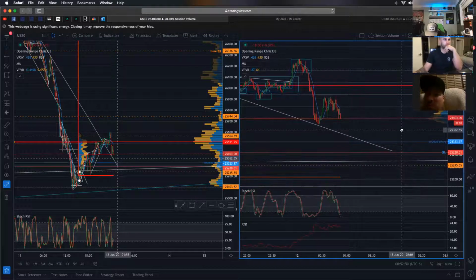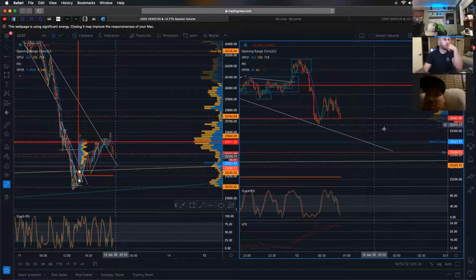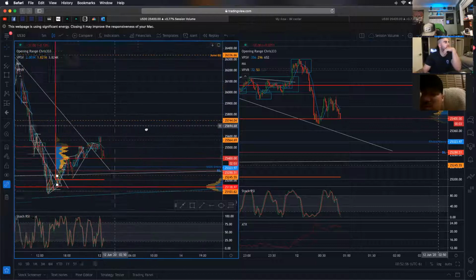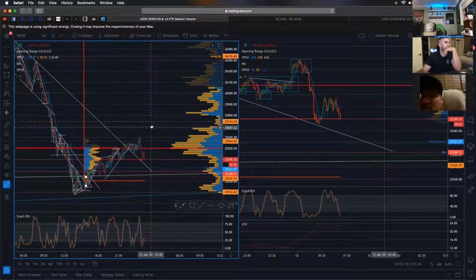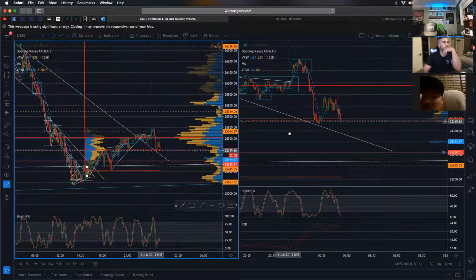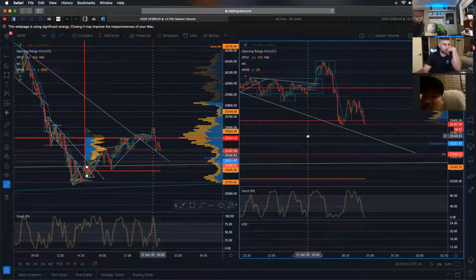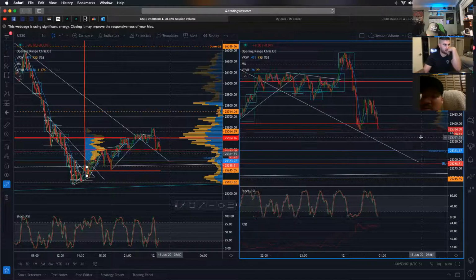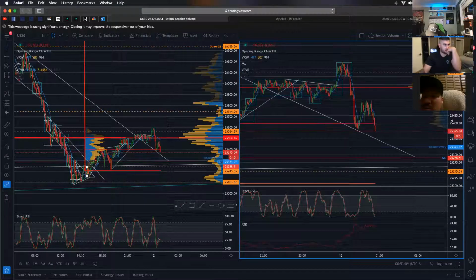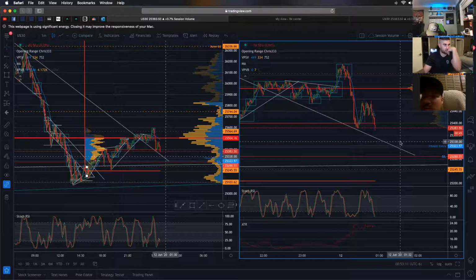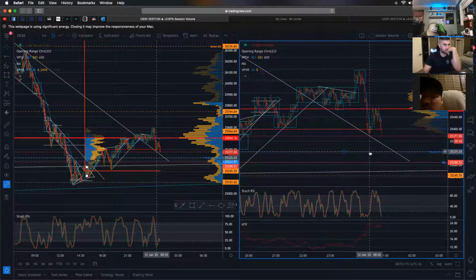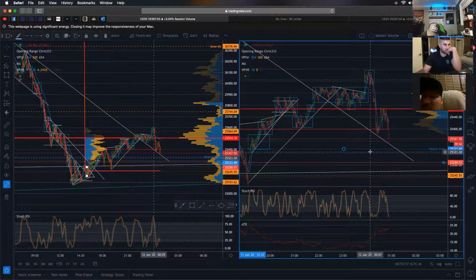That's your 5 minute on the right. This is my minute, and over here is my 5. My only thing is I like to be able to see a certain amount of the candle, especially on my minute. It has to be pretty clear. You're gonna have to zoom out further, I think. There you go.